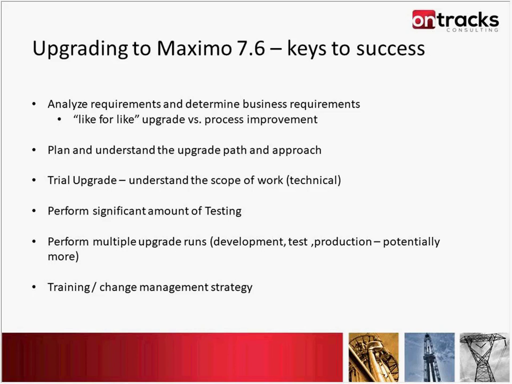Is it going to be a technical like-for-like, where what you had in 7.5 is what you're going to have in 7.6? Maybe you're going to roll out the new UI features, but all business processes will be the same. Or are you going to do a process improvement upgrade project? So you're going to make some changes to the business process. You're going to change workflows. So that substantially changes what your upgrade project looks like.